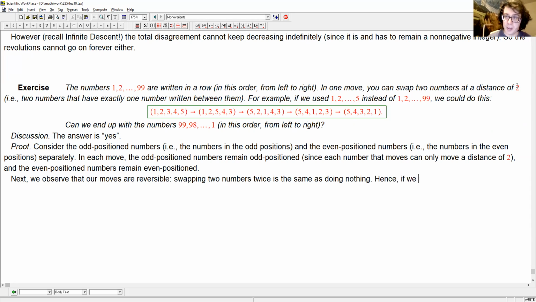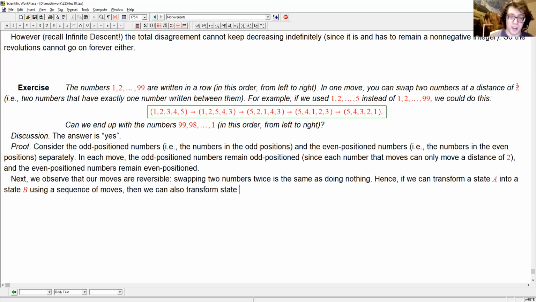Hence, if we can transform a state A into a state B using a sequence of moves, then we can also transform state B into state A using a sequence of moves. And to be specific, this sequence that we are using here is just the reverse of this sequence. We just need to undo all those moves, and we do this by doing them all in reverse. And by state, of course, I mean a way of arranging the numbers on the row.